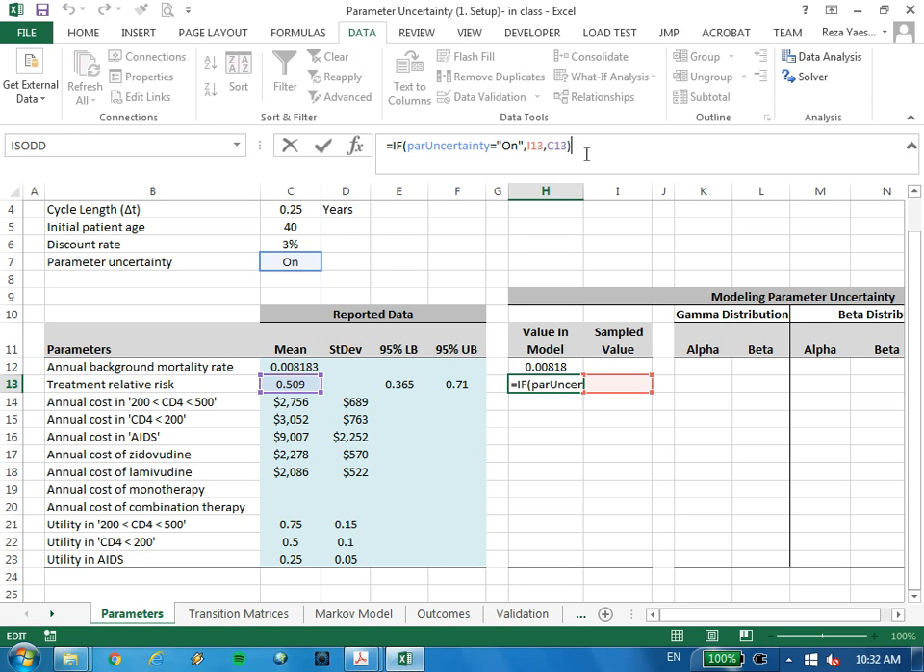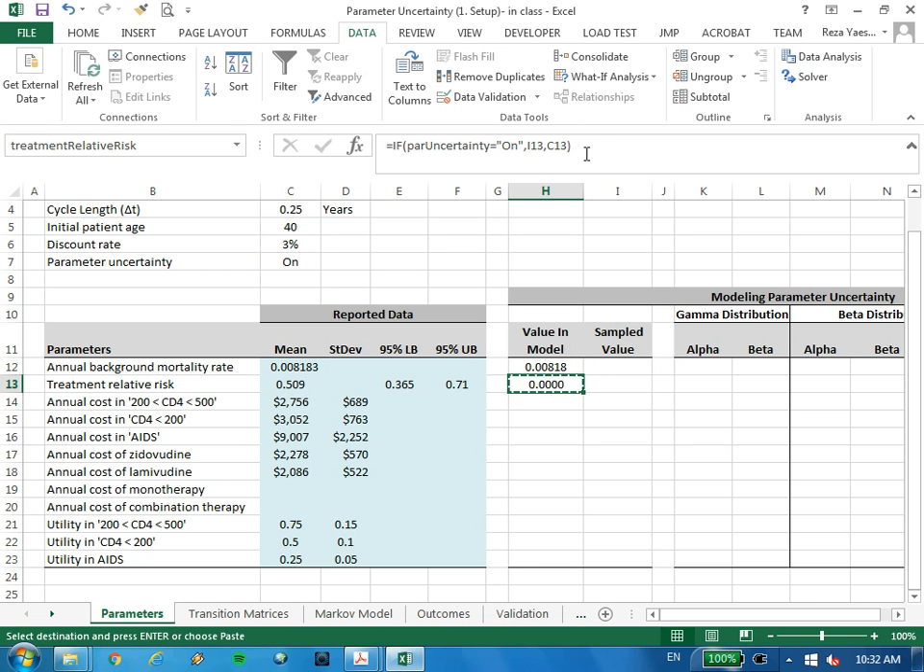Now I'm going to use different probability distribution functions to capture the uncertainty around this parameter. When I'm doing parameter uncertainty analysis, I'm going to generate samples from those distributions and put them here. Okay? So if the parameter uncertainty is on, I want to use these samples in the model. If the parameter uncertainty analysis is off, I will use the mean, similar to what we did before. Okay?